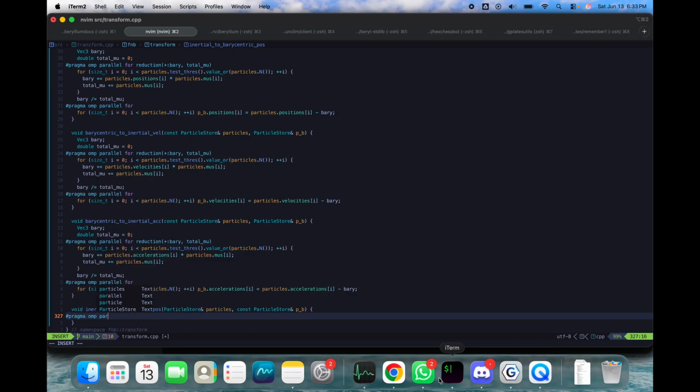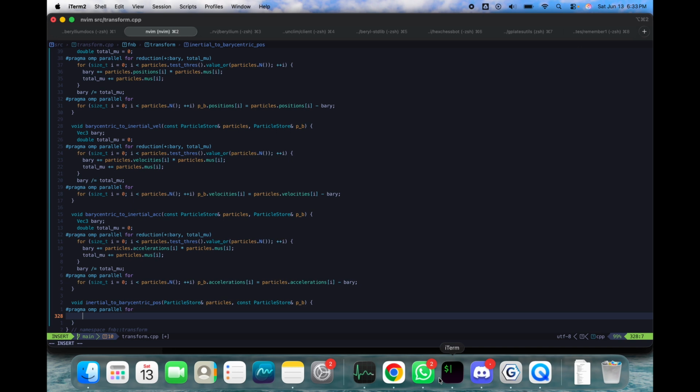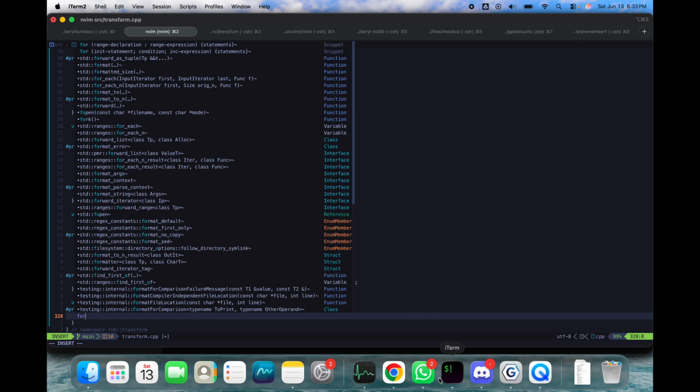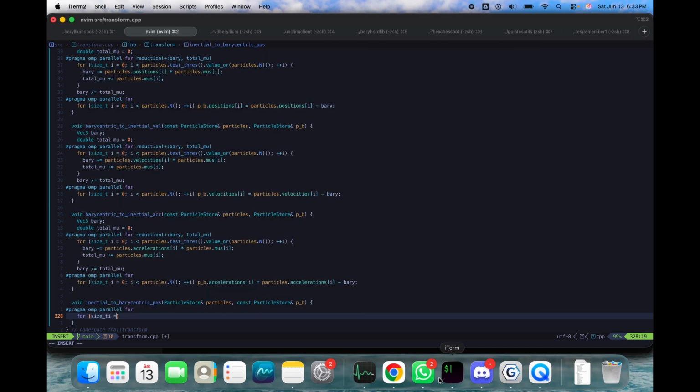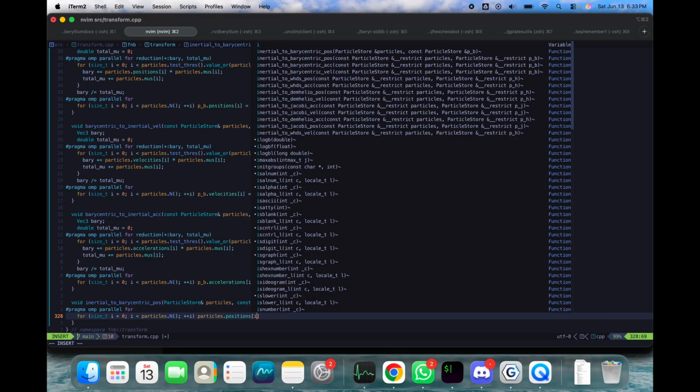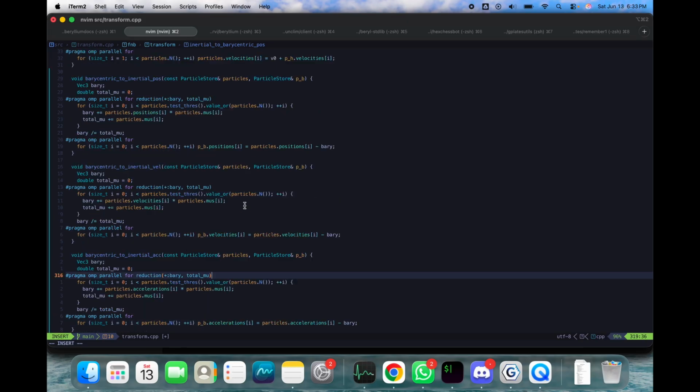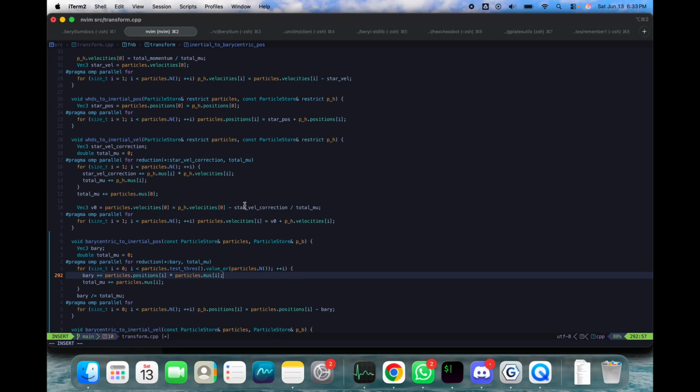It's literally just one loop. Program will be parallel for size_t i equals 0, i just stand particles.n plus i, pb.positions index. No, you do particle.positions index i. Yeah, and of all of these, use __restrict__.